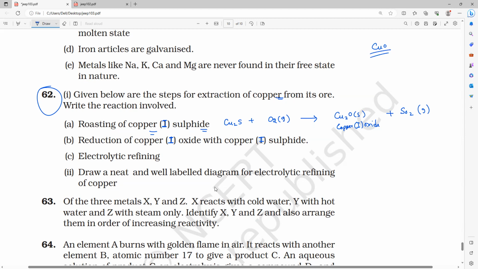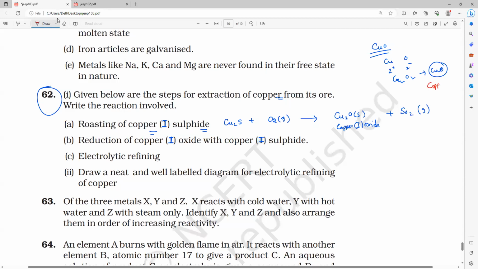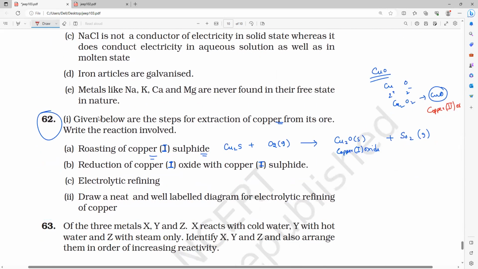So we take copper as 2 plus and oxygen as 2 minus, so Cu2O2 will give you CuO. Copper oxide means CuO. Am I right? Please respond. But here you see that it will be different. So it is copper 1 oxide, not copper 2 oxide. This is called copper 2 oxide. So that is why you have to be very careful. We are not getting copper 2 oxide here, we are getting copper 1 oxide, Cu2O.